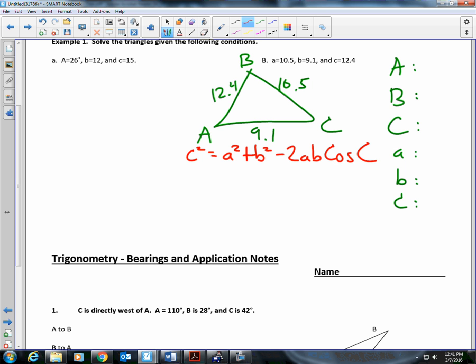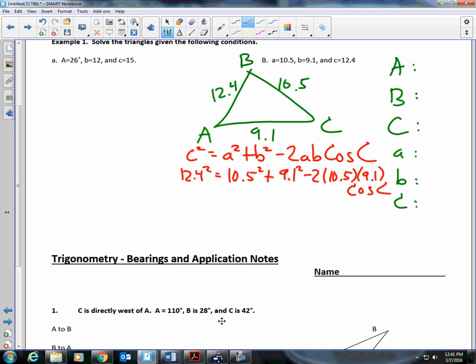Plug it in. 12.4 quantity squared is equal to 10.5 squared plus 9.1 squared minus 2 times 10.5 times 9.1 times cosine of C. This is where you completely forget the rules of order of operations. I don't know why it happens, but every year, it's like we've never done order of operations before. What comes first? Addition, subtraction, multiplication, division? What do we do?